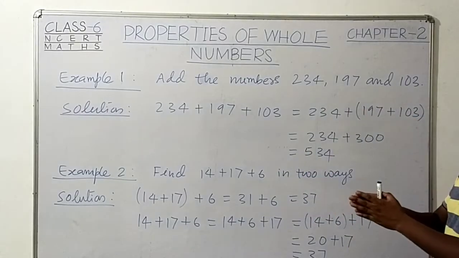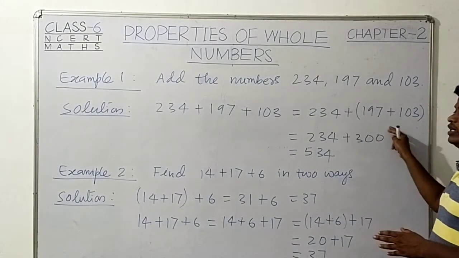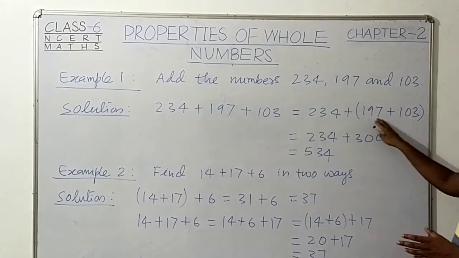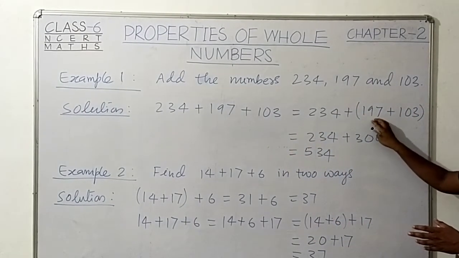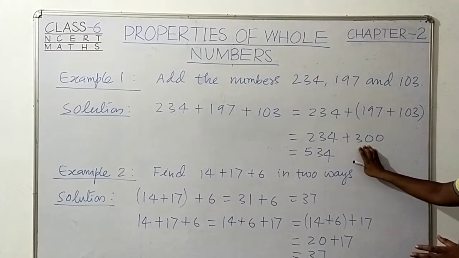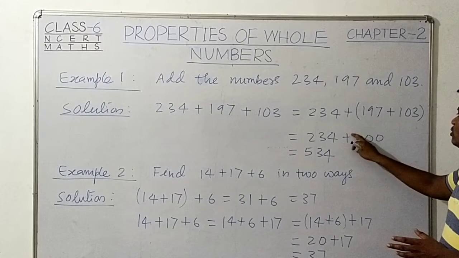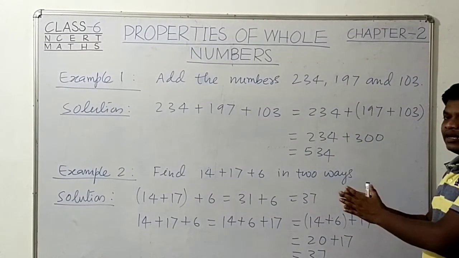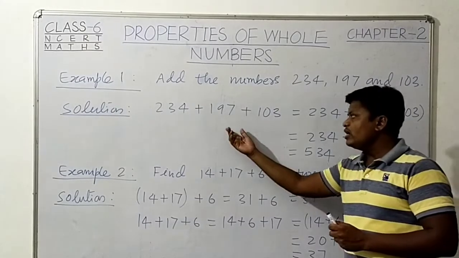So we have to convert this number into a 0 in the units place, right? If I add these two numbers and write them in a bracket, I have made one group of these numbers, and this is equal to 300. When the number comes to 0 in the units digit, it is very easy to add with the other number, and this is the reason what we are doing here.